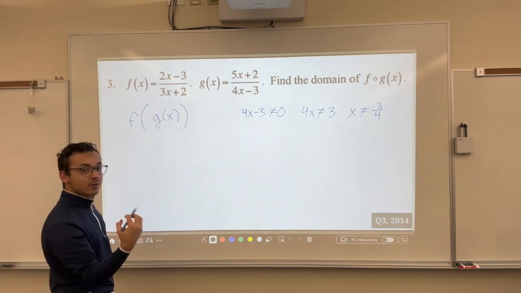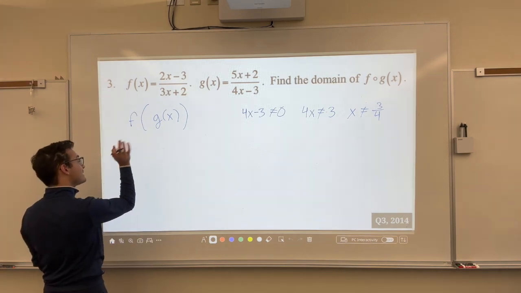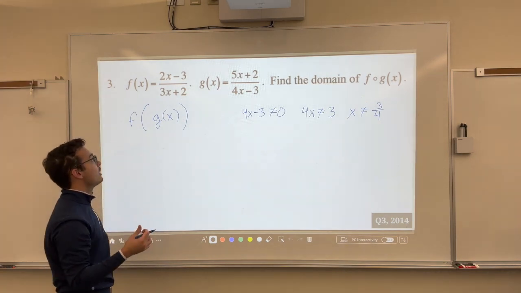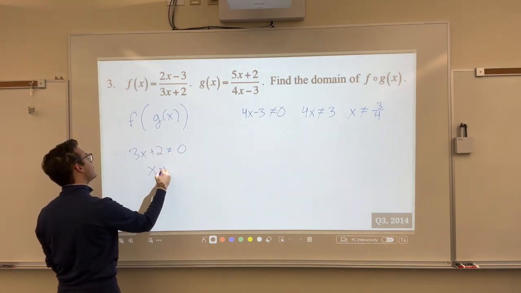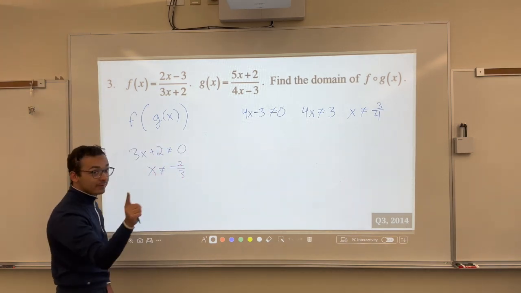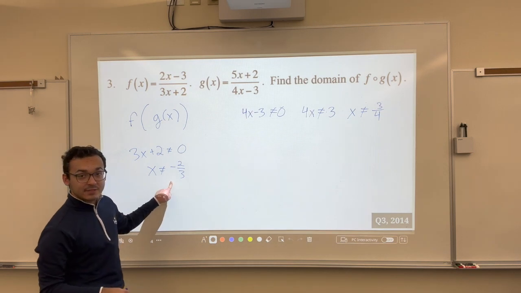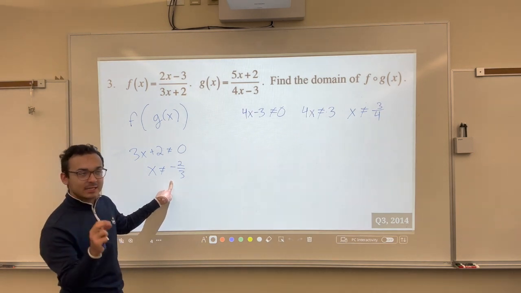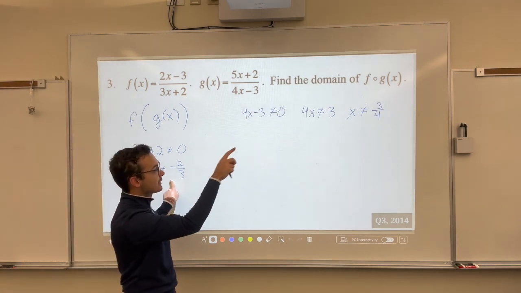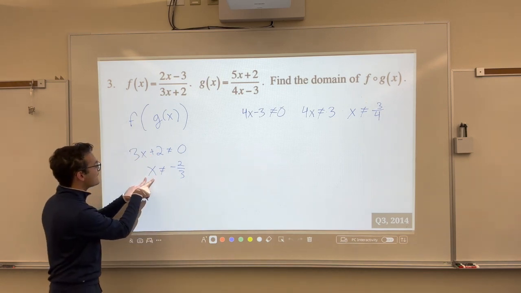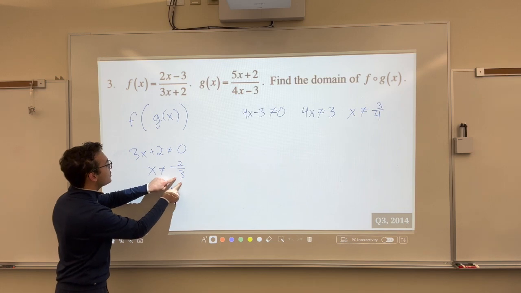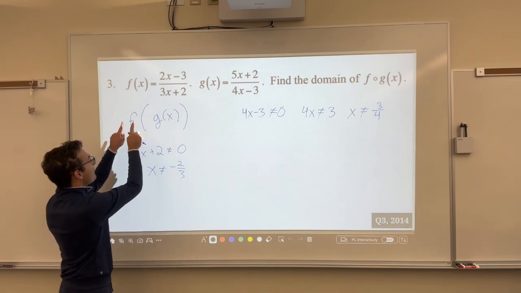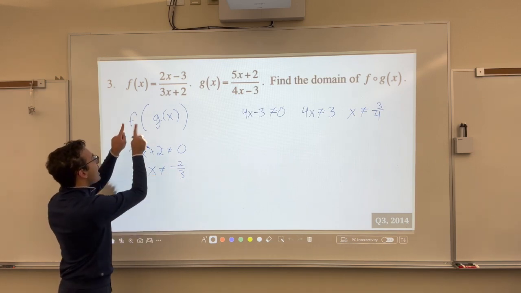So dividing by 0 is invalid. So we would say that that denominator, 3x plus 2, cannot equal 0, and therefore x could not equal negative 2/3. But we've got to be careful, because negative 2/3 is actually a valid input of f of g of x. What this means is that we cannot input the value negative 2/3 into f of x. This input is not valid.